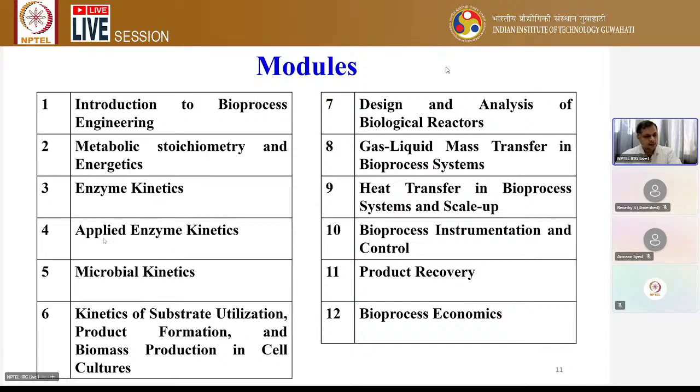Then in the next module, once we had discussed enzyme kinetics, the issue with the enzyme is how to reuse it, because it is highly expensive, and using free enzyme, at least practically, is not economically feasible. So one option is to go for immobilized enzymes. Those parts we discussed in detail in module 4.